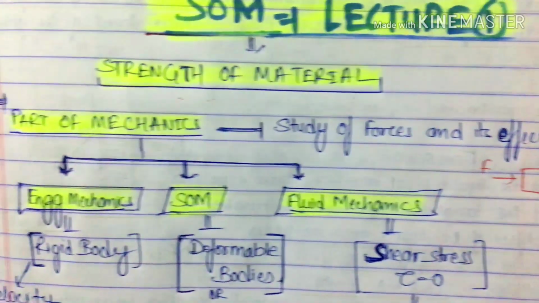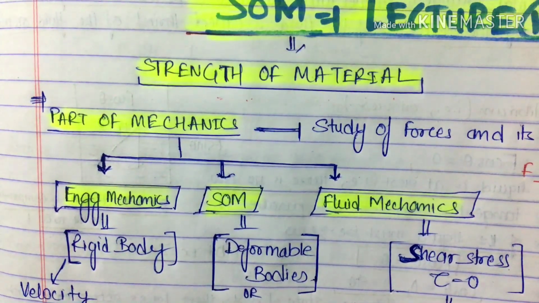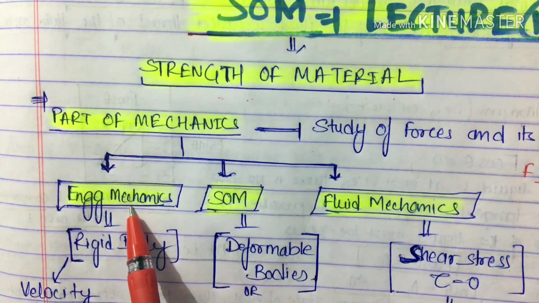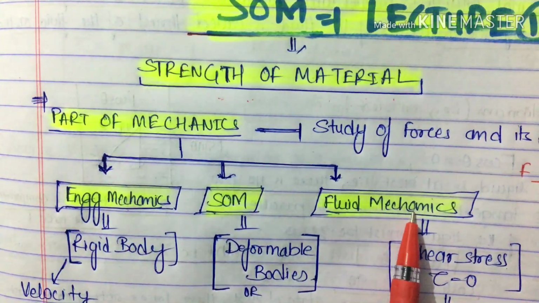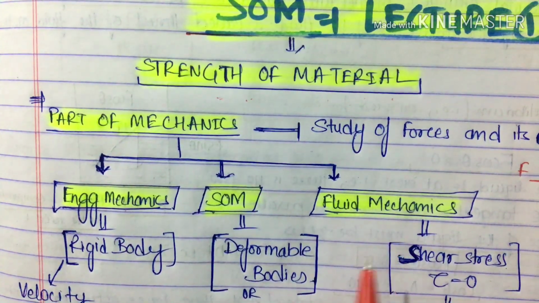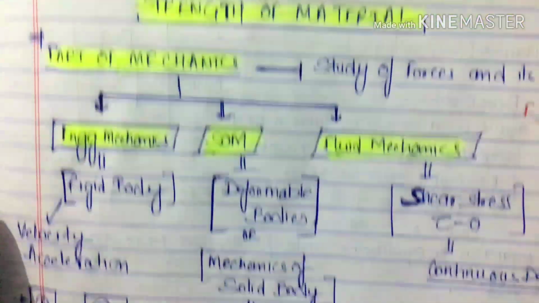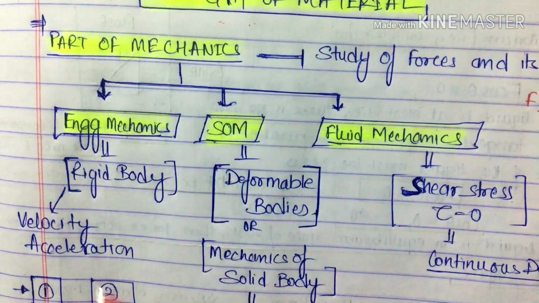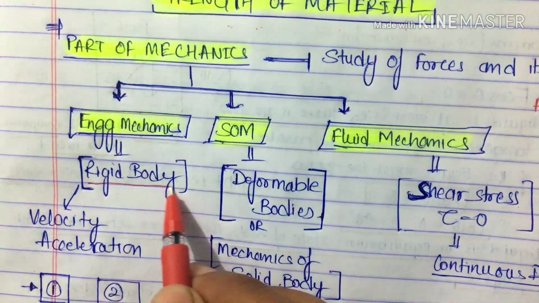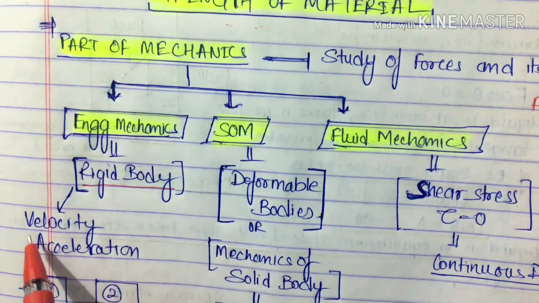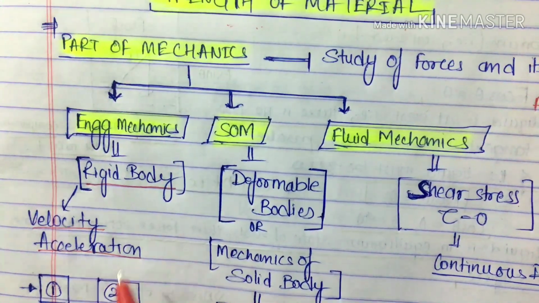Mechanics is further divided into 3 categories. The first one is engineering mechanics, second is SOM, and third is fluid mechanics. Let me give you a small introduction about these 3, and we will be discussing SOM further in detail later. So first is engineering mechanics. What we talk about in engineering mechanics is rigid bodies, velocity, acceleration, etc.